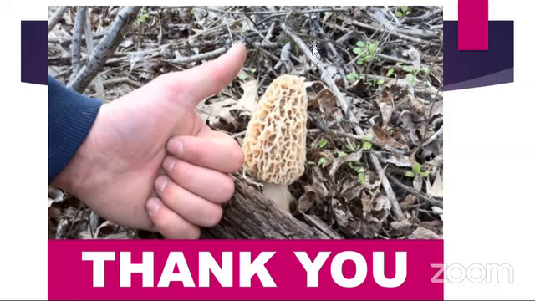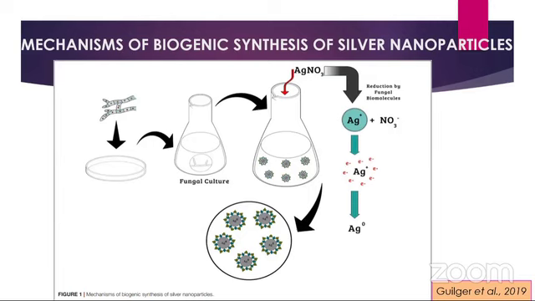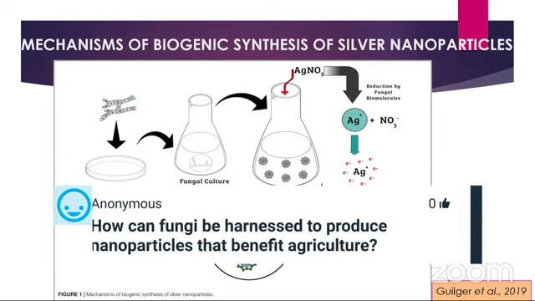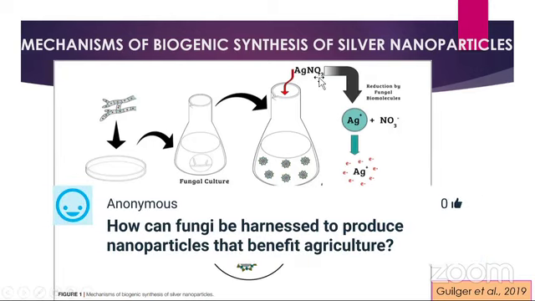The first question is, how can fungi be harnessed to produce nanoparticles that benefit agriculture? Yeah, I have mentioned this here already, the mechanisms of isolation and so on. You just interact with the salts, like here, I told silver nitrate. Thereby it will undergo downstream processes, reduction and so on. At last, it will give you the silver coated nanoparticles.